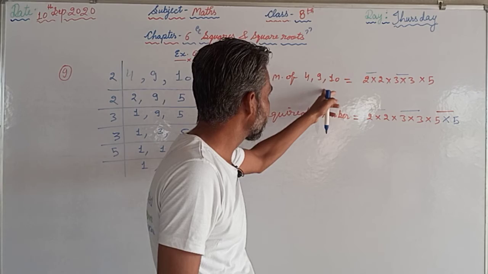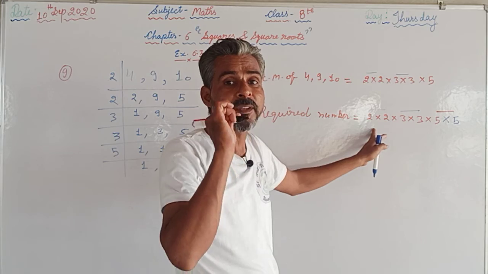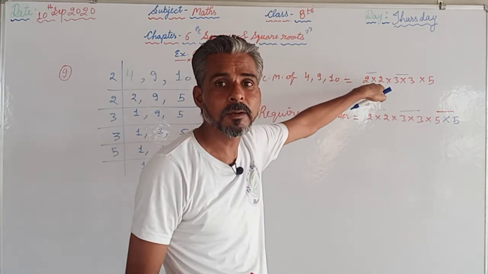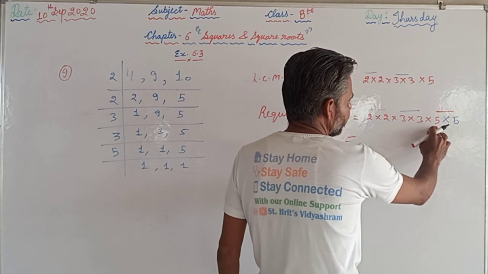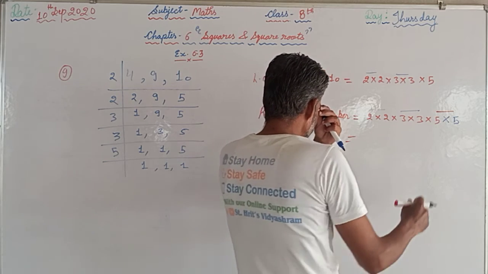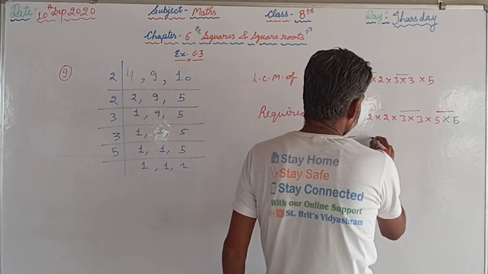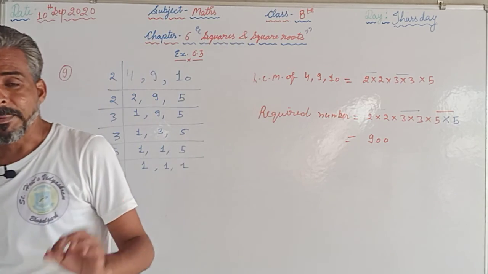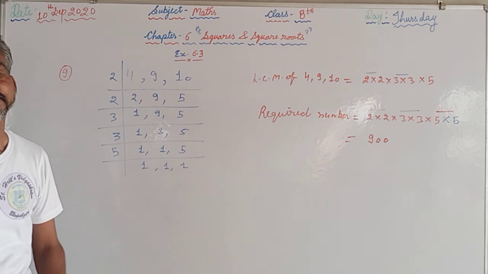The earlier one is also divisible by 4, 9 and 10, but in the question it is given the smallest perfect square number. So this is the perfect square number and the smallest one. So what will be the answer? 5 5s are 25, 25 3s are 75, 75 2s are 150, 150 2s are 300, 300 3s are 900. 900 is the smallest perfect square number which is exactly divisible by 4, 9 and 10.